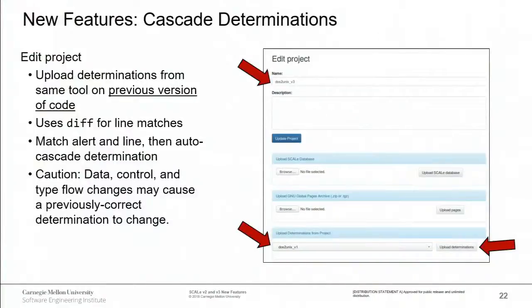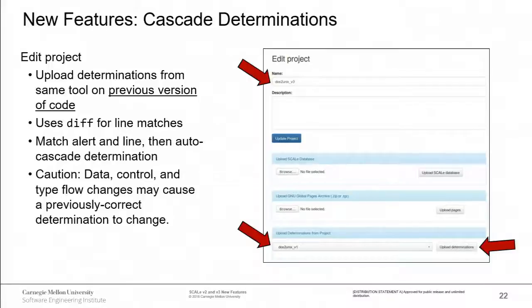Okay, let's talk about more new features. We've added Cascade Determinations. That uses the upload of determinations from the same static analysis tool on previous versions of the code. It uses diff for line matches, and when an alert and a line are matched, then it auto cascades the determination, meaning it marks the same determination that was previously developed for the alert on the new version of the code.